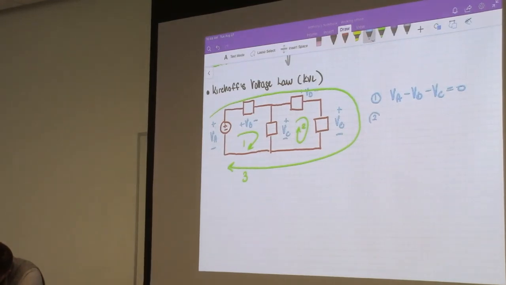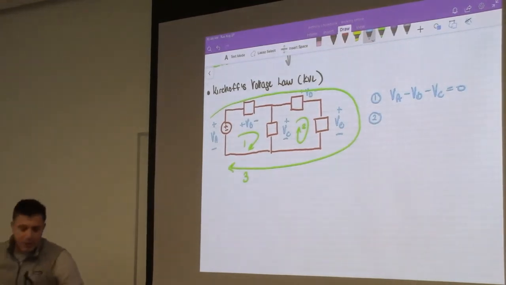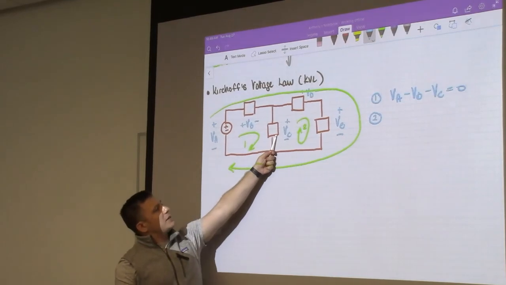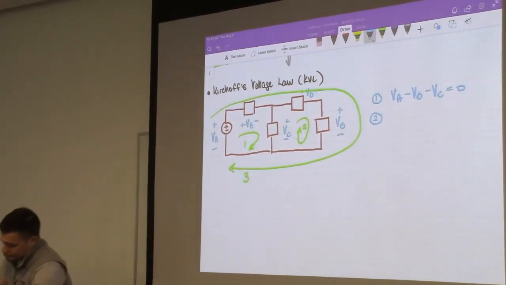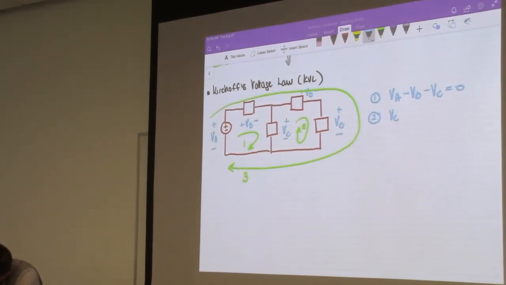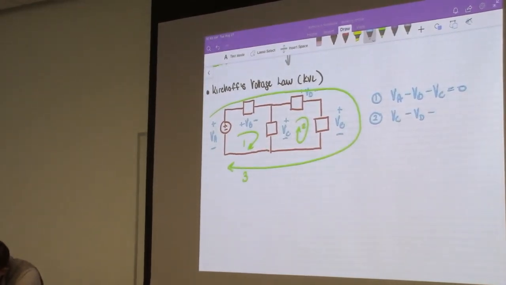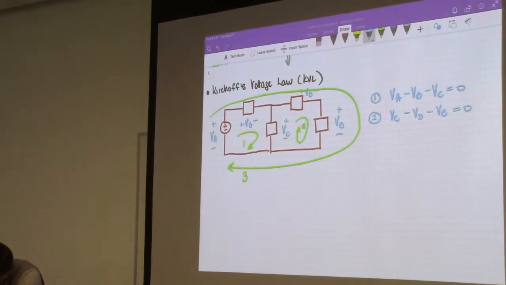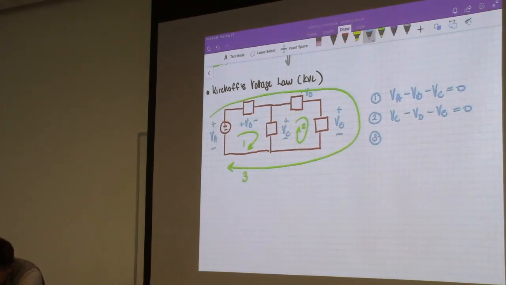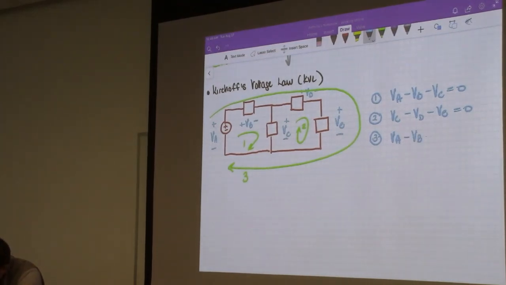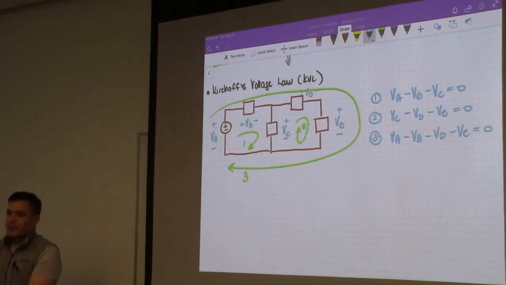We can do the same thing for loop number 2. Again, I'll choose VC as the positive direction, which means VC minus VD minus VE equals 0. And then lastly, you can do it for the outer loop, which I'll choose VA to be positive. So that means that VA minus VB minus VD minus VE equals 0.